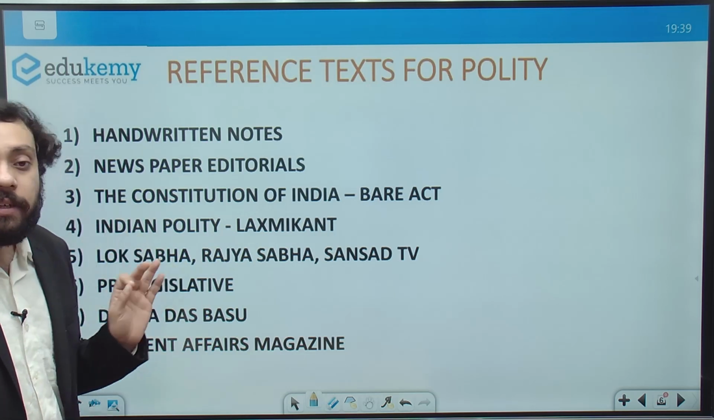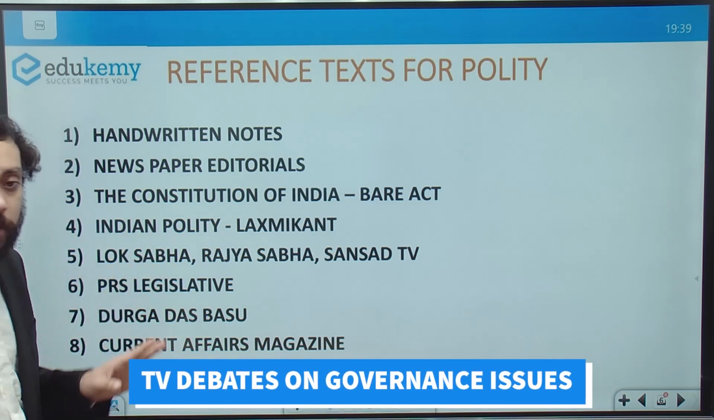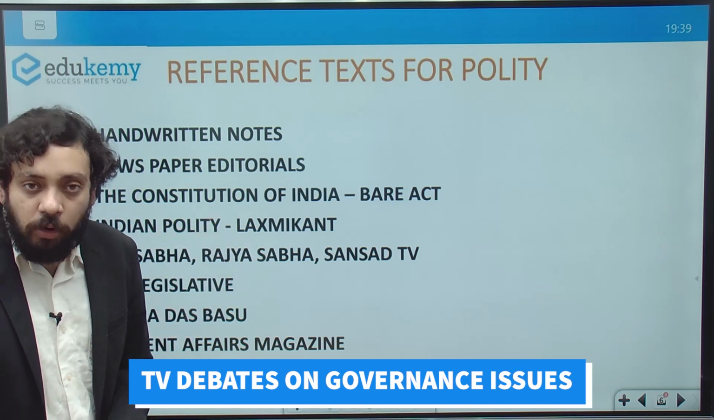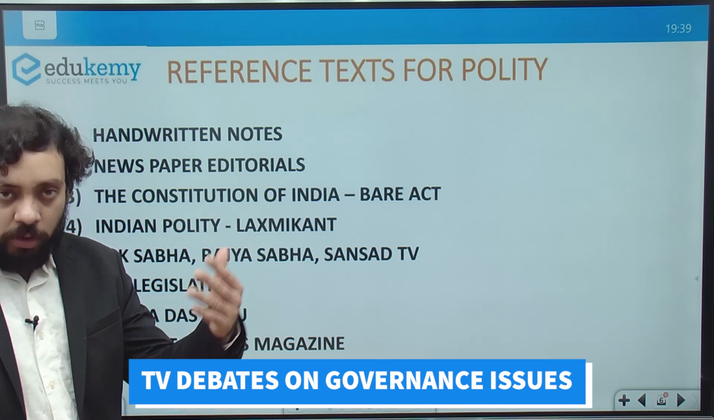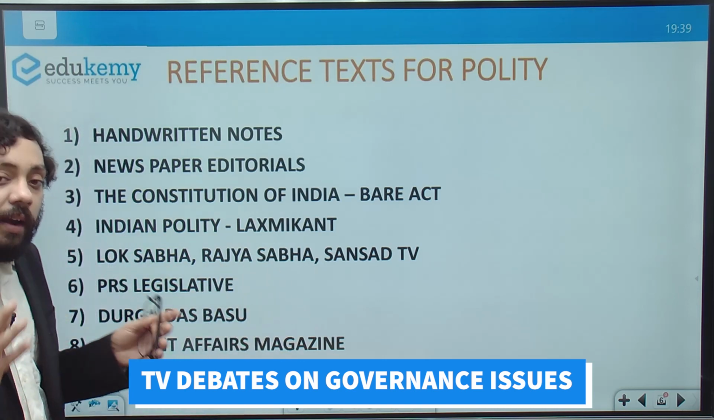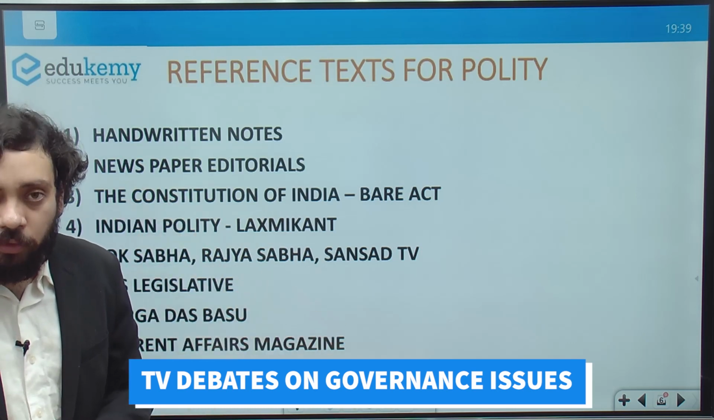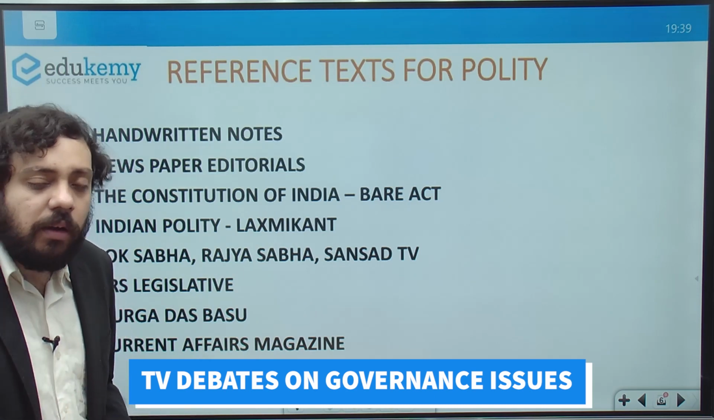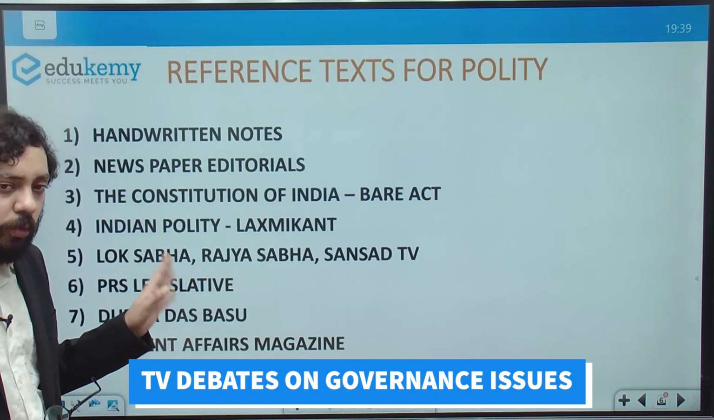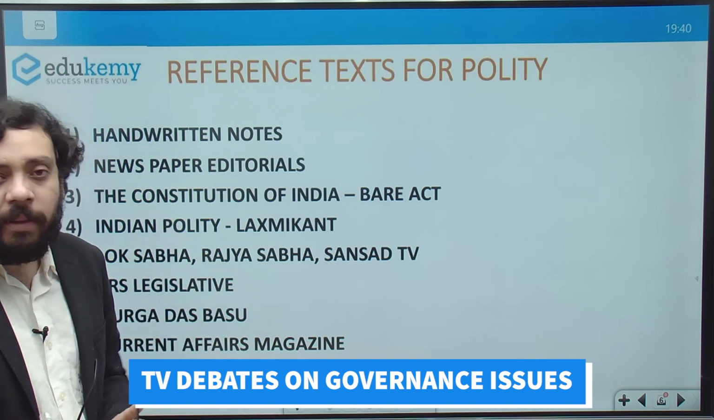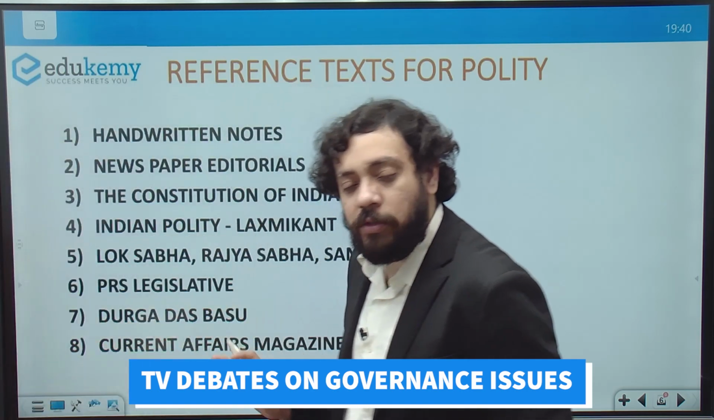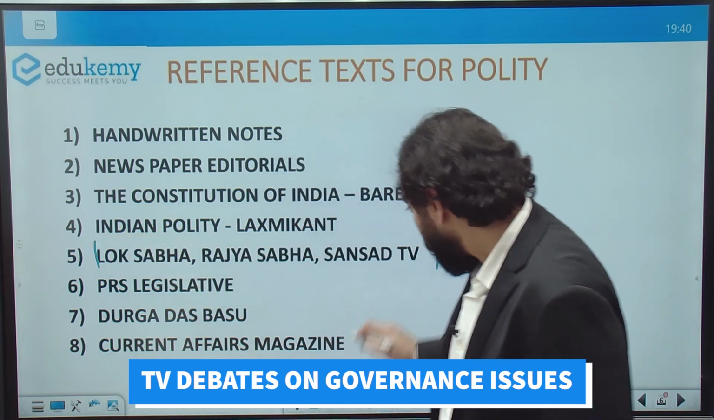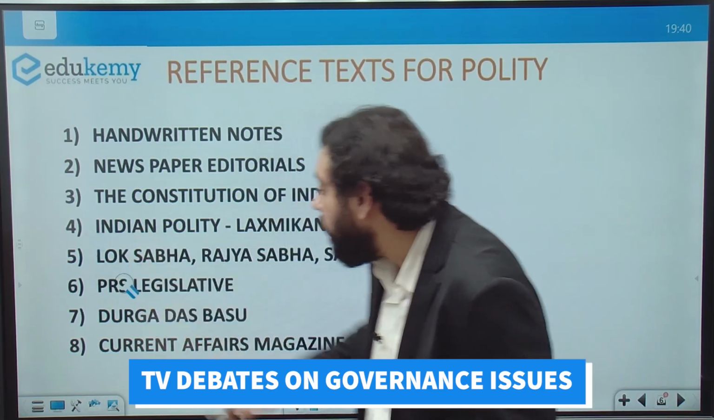Then there are the TV discussions and debates by especially these 3 channels: the Lok Sabha TV, the Rajya Sabha TV, and the Sunset TV. Every day there is an issue about governance and polity. Every evening or the next evening there is a debate arranged by these TV channels covering the potential pros and cons of a particular move taken by the government. You should listen to these debates, or at least develop an ability to understand some of them, and this gives you a 360-degree view of the possible dimensions of each issue. Especially it is very relevant for the mains and the interview part.